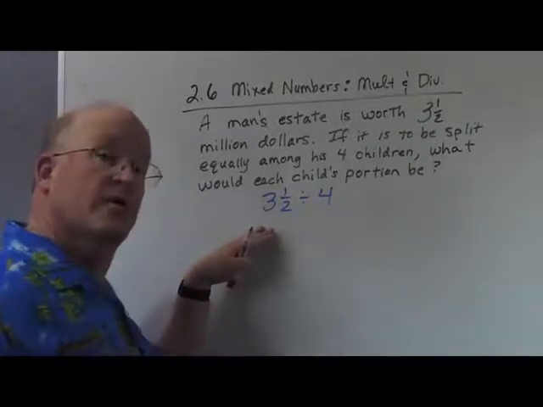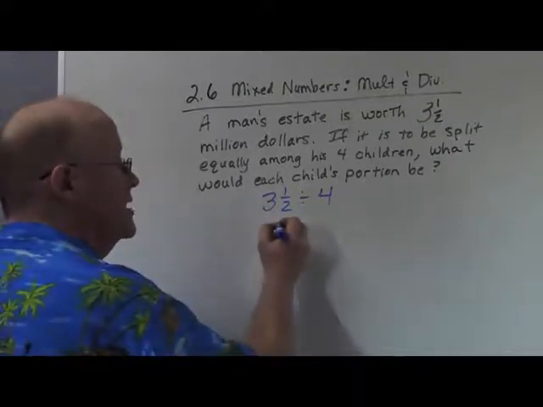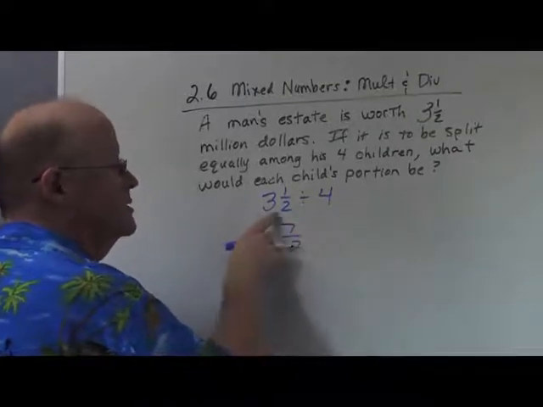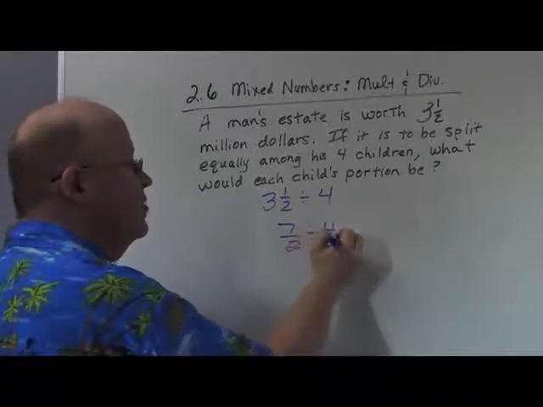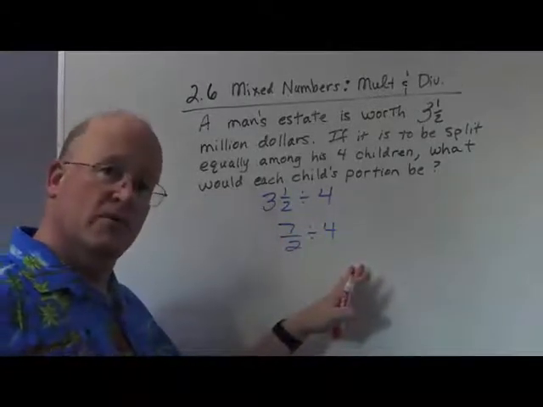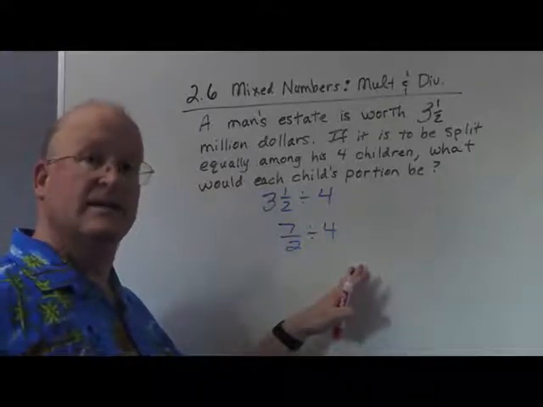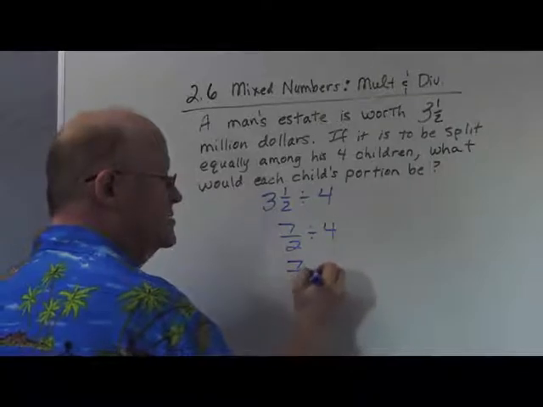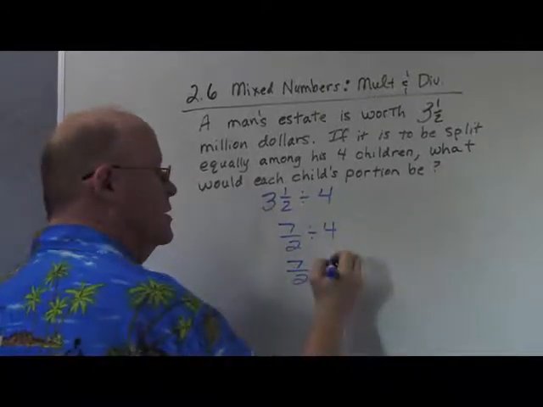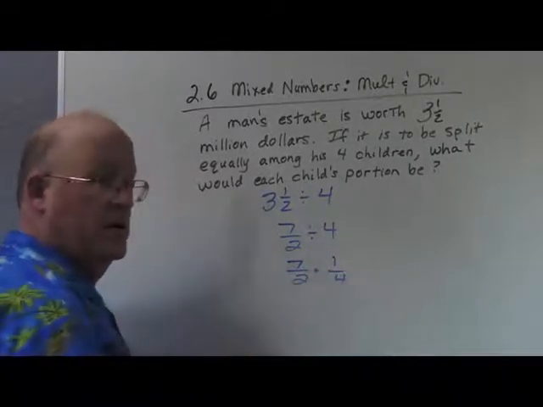We would write 3 1/2 as the improper fraction 7/2. 2 times 3 is 6, plus that 1 makes 7. We're dividing that by 4. But when you have whole numbers involved, you need to write that as a fraction over 1. So we're going to write that as 7/2 times, and instead of 4/1, write that as 1/4.